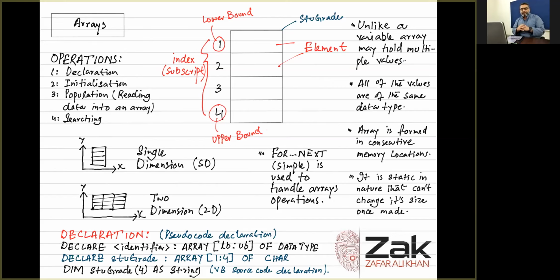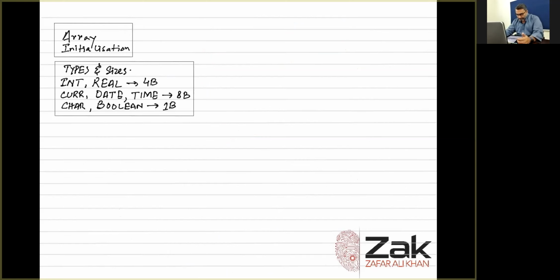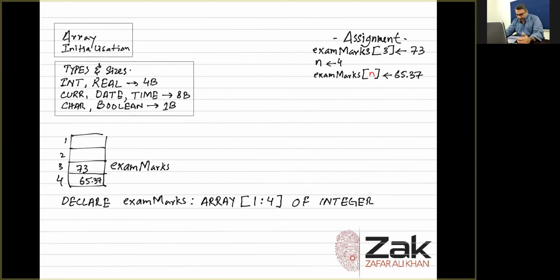go. That's why the best loop, since the lower bound is known and the upper bound is known, and the same thing is happening with every single element of the array, is the for next loop. So let's see. Now, this 3 is the index as a constant and this n is the variable as a constant. All right.